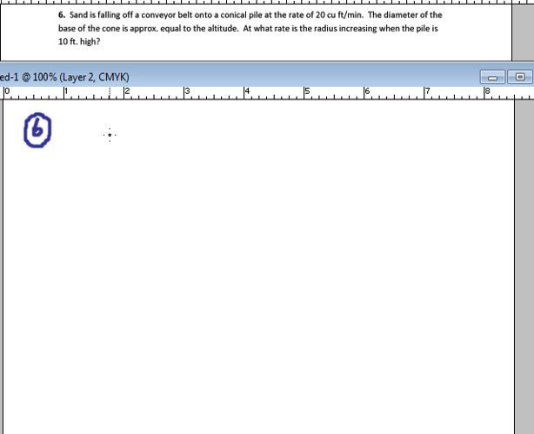All right, let's draw a picture of the cone. So basically this is a pile of sand. Just draw it like this. And that's the bottom of the cone, the circle at the bottom. Okay. And we're told that the volume of this cone is increasing at the rate of 20 cubic feet per minute. So that's dV/dt is equal to 20.